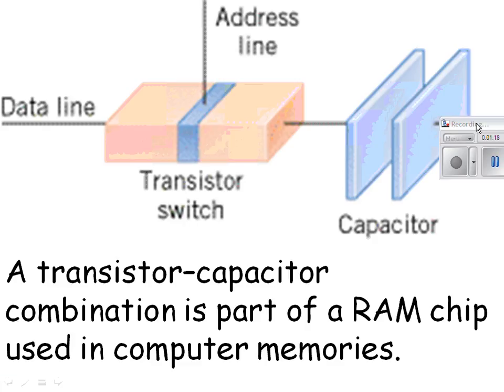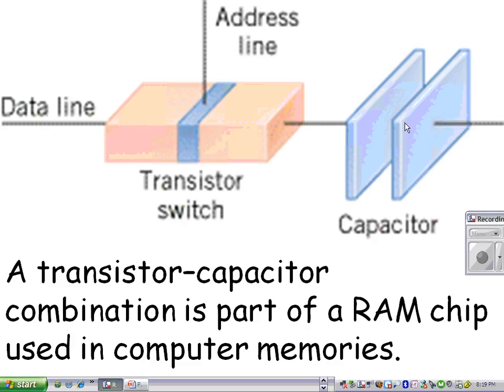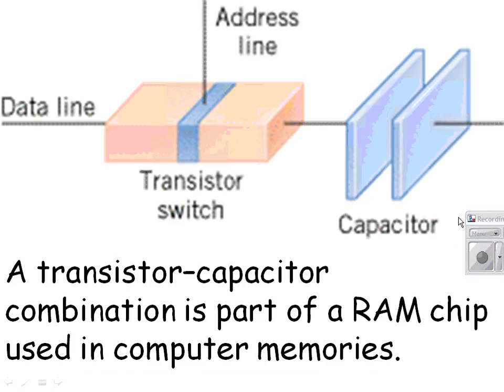Here's another application for a capacitor. Here's our two parallel plates. And this is a transistor switch. This is the data line coming in, and this is an address line. So a transistor-capacitor combination is part of a RAM chip used in computer memories. This capacitor fills up and releases charge, fills up and releases charge in this circuit.